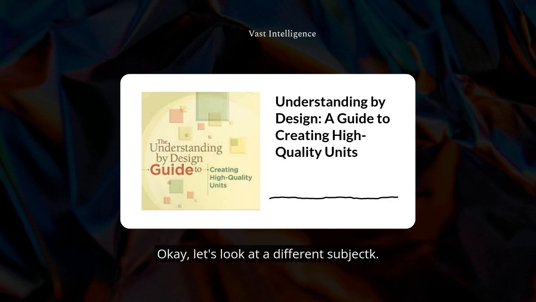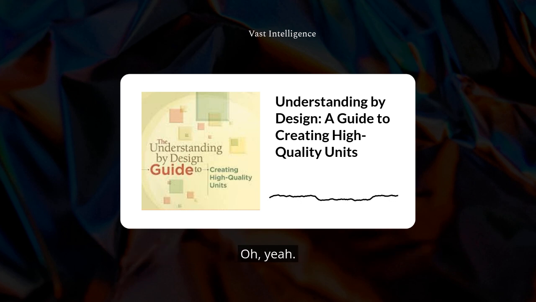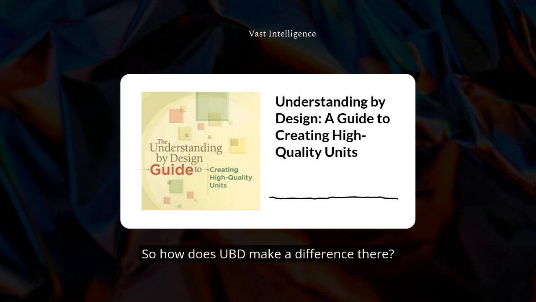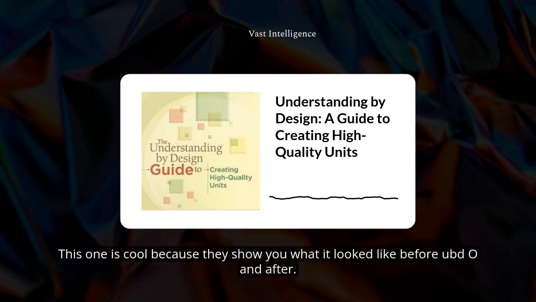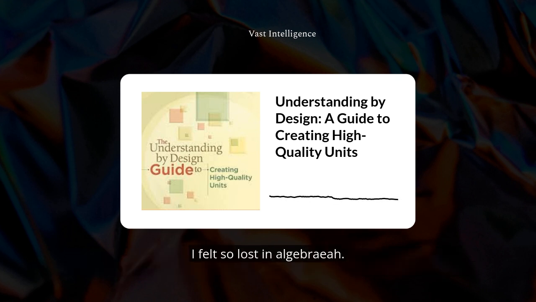Okay, let's look at a different subject. You've got that example with linear relationships in algebra. Math isn't exactly known for being super engaging. So how does UBD make a difference there? This one is cool because they show you what it looked like before UBD and after. The before is that traditional way where you're going through the textbook, memorizing formulas, solving equations without really getting it. I can relate to that. I felt so lost in algebra. It was all just symbols to me.